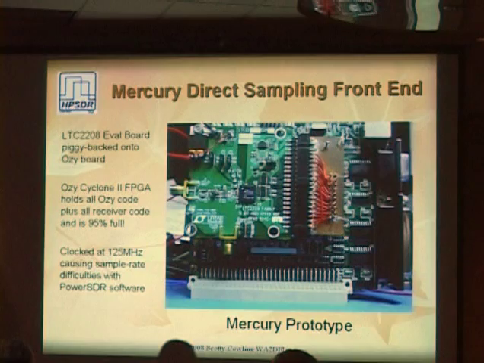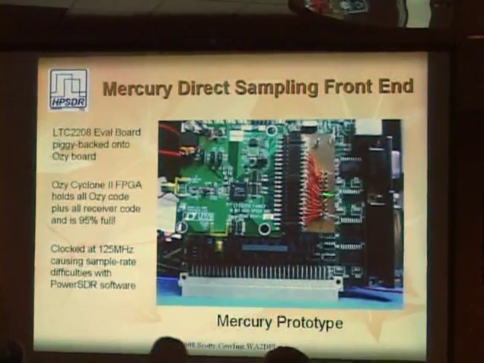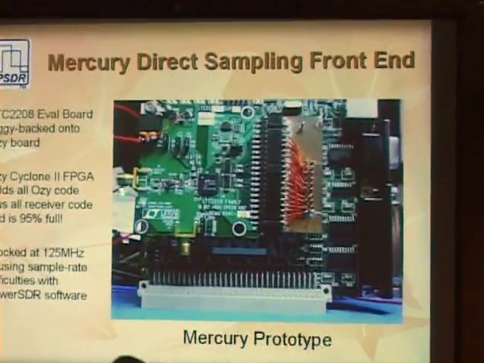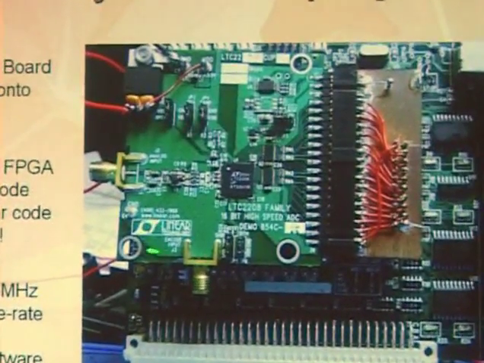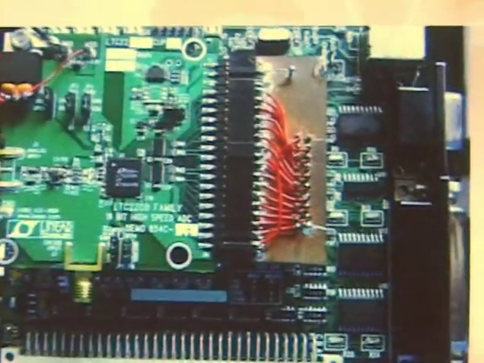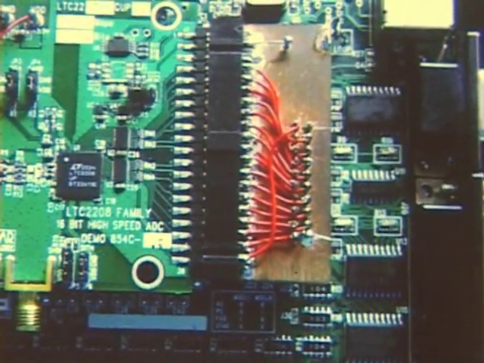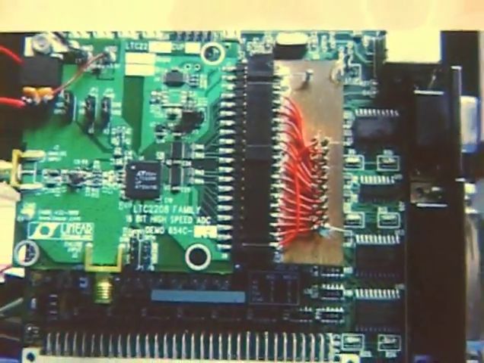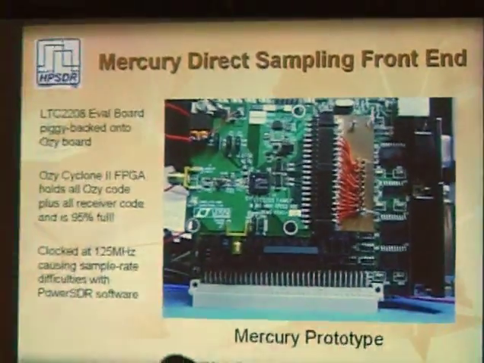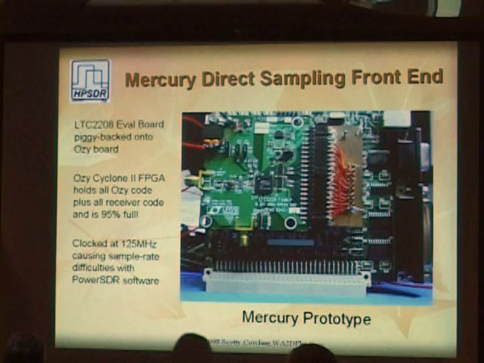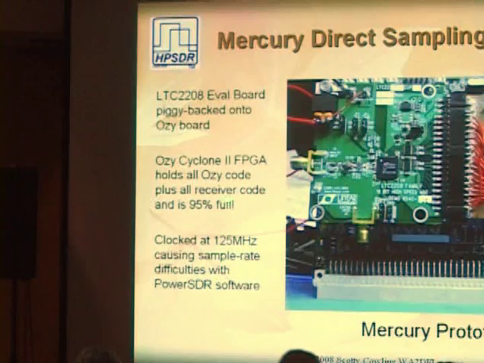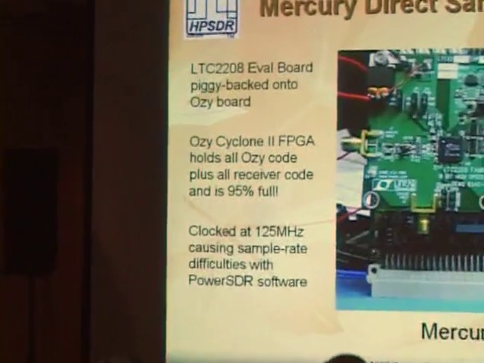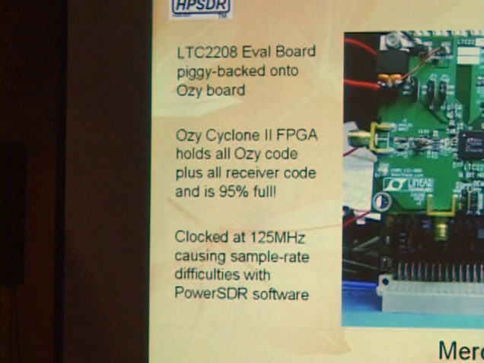So this is the first lash-up, aptly named, because this is the LTC evaluation board that has the 2208 on it, lashed up to the connector on top of an Aussie board, which is kind of hidden underneath here. The FPGA on the Aussie board is a little bit smaller than the one on the Penelope board, or the Mercury board. To fit all the initial Aussie code plus all the receiver code took up 95% of the FPGA. That's pretty impressive that Phil could fit all that in one FPGA and do all the pre-board testing with a lash-up.